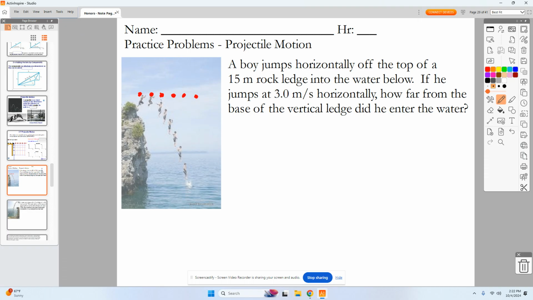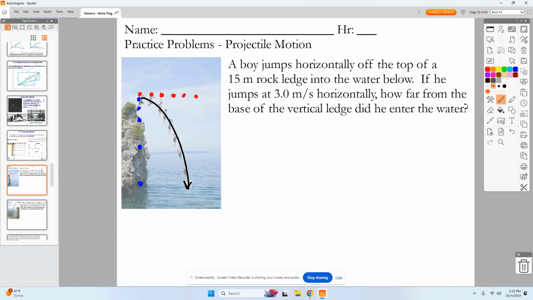So when he takes that jump off the ledge, he maintains his horizontal motion, and then as he's falling, he picks up vertical velocity. So that motion is two things at once. He can move horizontally while also accelerating vertically. The path that he takes, again, just like I showed yesterday, is more of a parabolic path. And so what we're interested in is figuring out how far he lands from the vertical ledge.